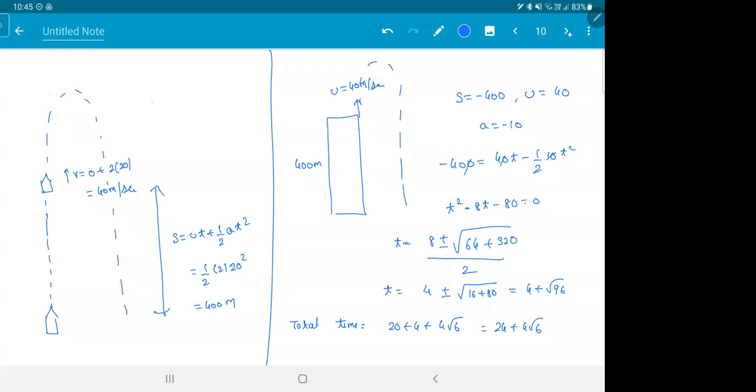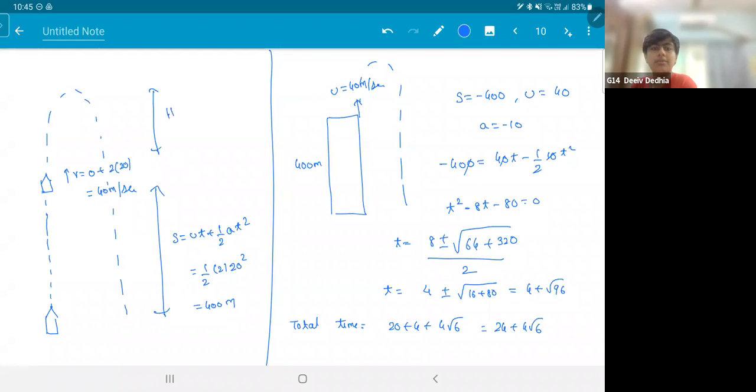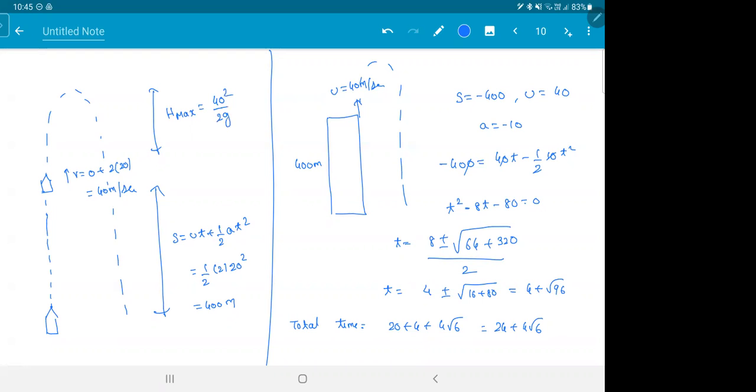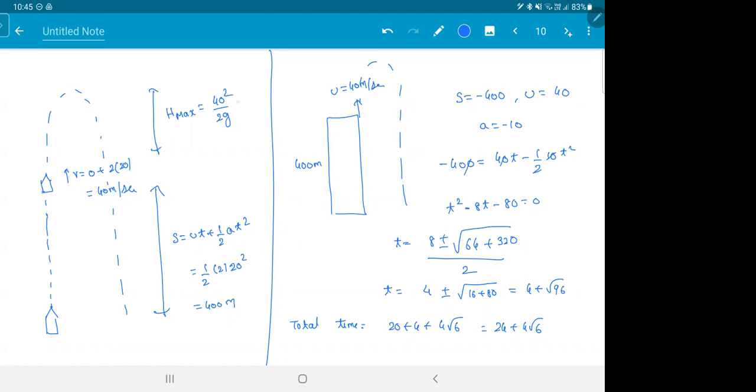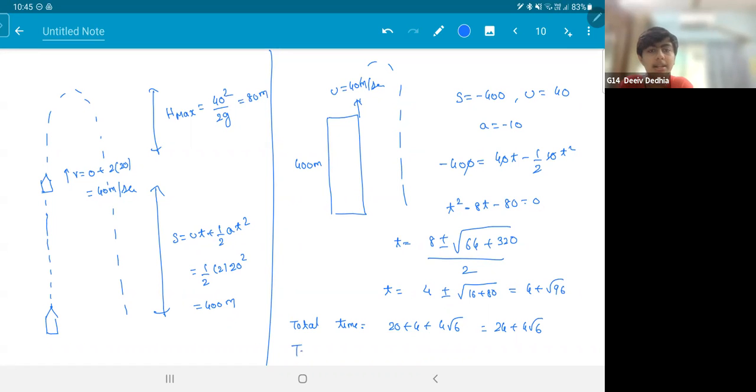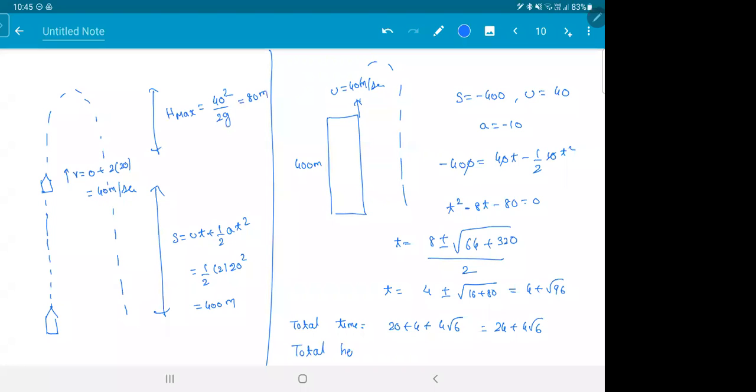What is the H max? Sir, for H max can't we directly put u as 40 and do 40 square by 2g? Yes, so how much will that come to? 1600 by 20, 80 meters. And what's the total, plus 400? 80, 480. Yes, that's it. Total height is 400 plus 80. That's what you have to do for its maximum height.